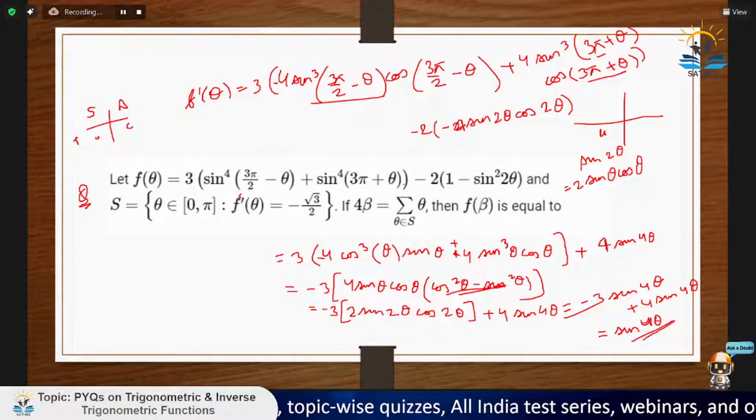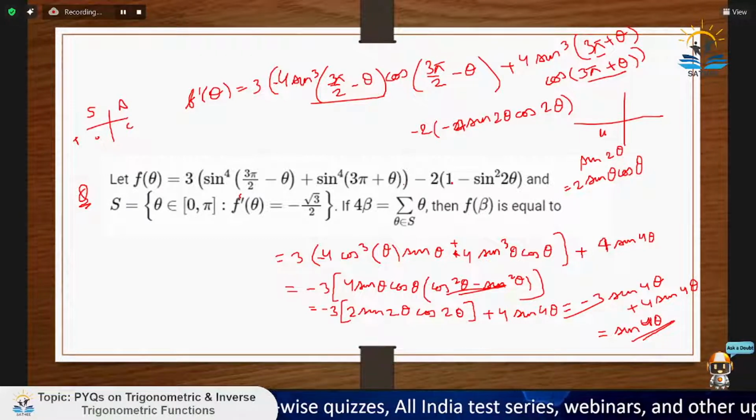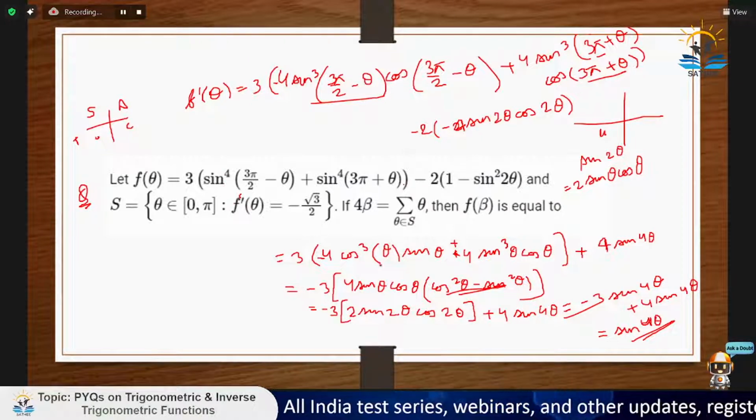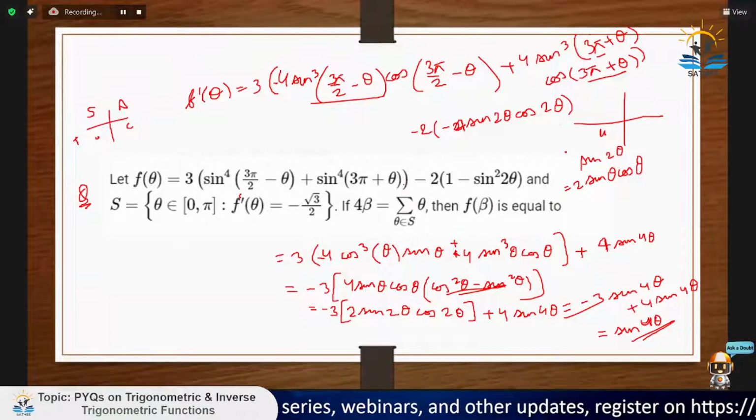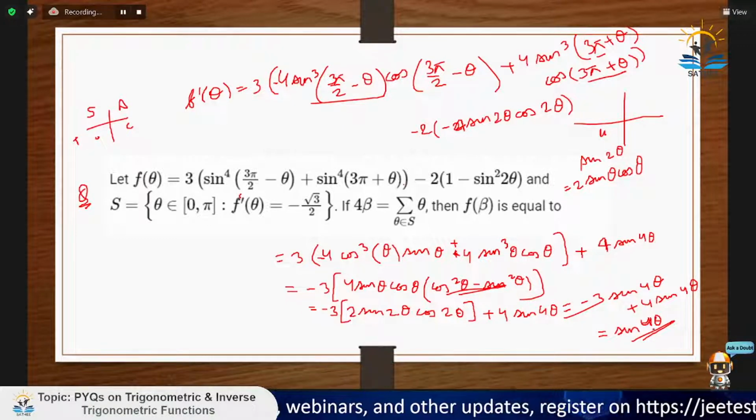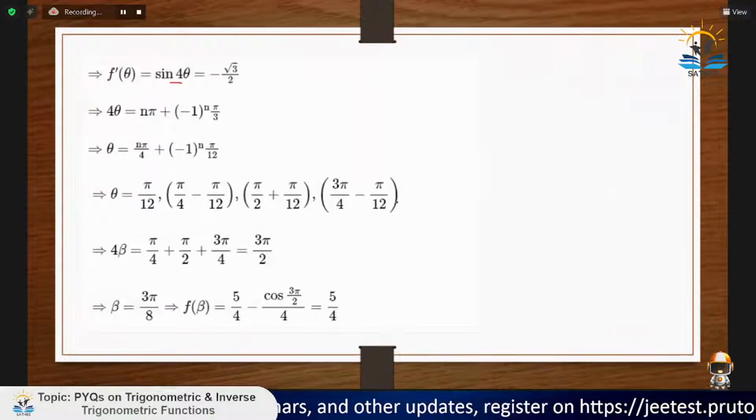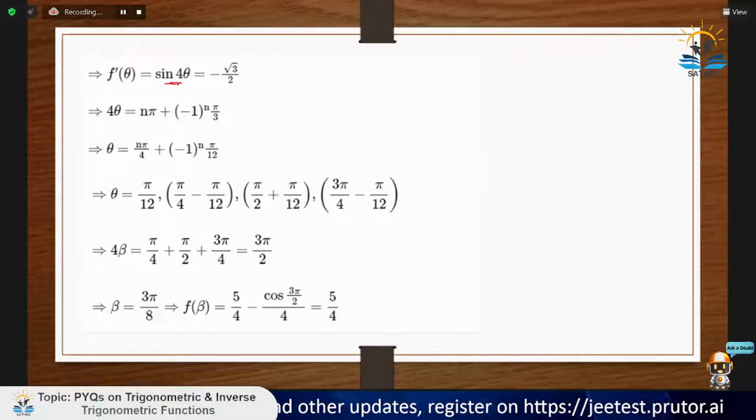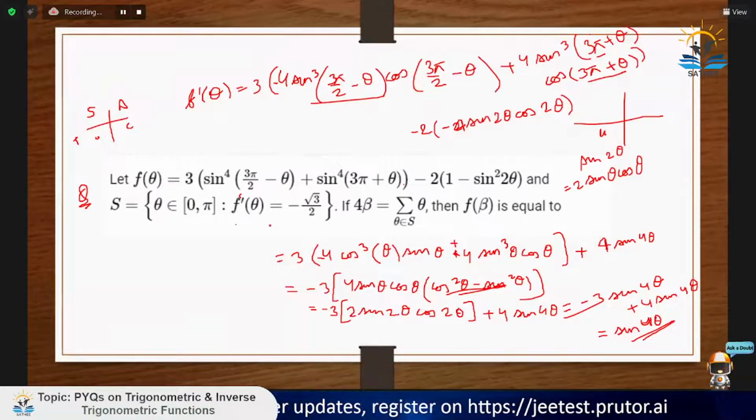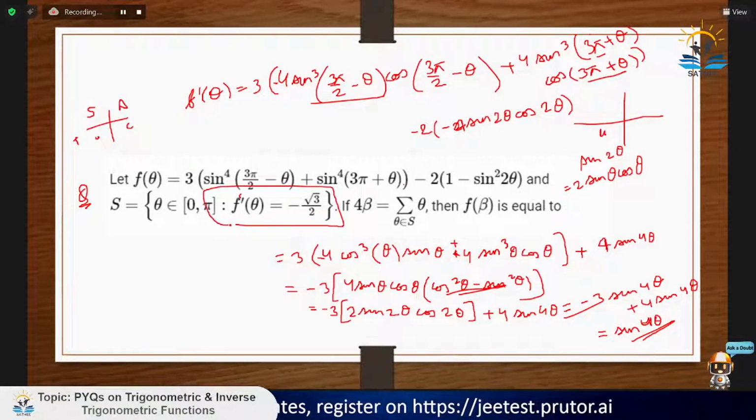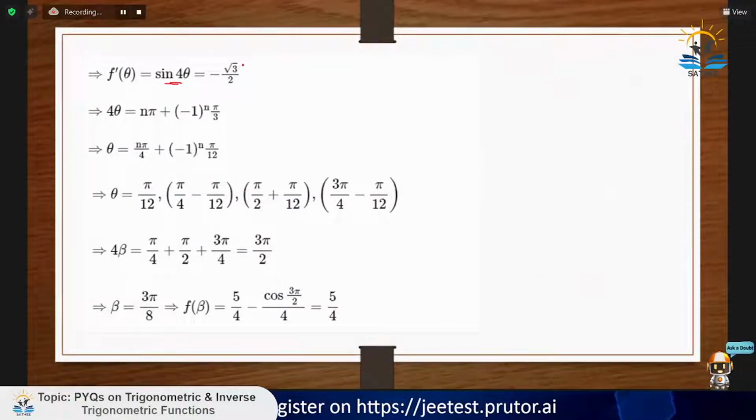So यहाँ पे सिर्फ कैलकुलेशन वाला पार्ट था. आपको सबसे पहले f dash theta निकालना था, and to calculate f dash theta, you need to simplify this larger looking expression, but on simplifying, you will get sine 4 theta. So from here, you are getting f dash theta equal to sine 4 theta. But f dash theta is given to you as minus root 3 by 2.